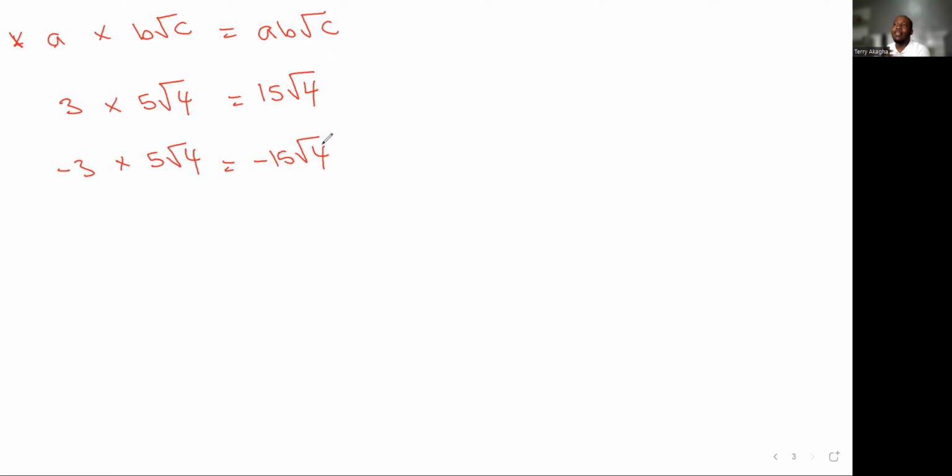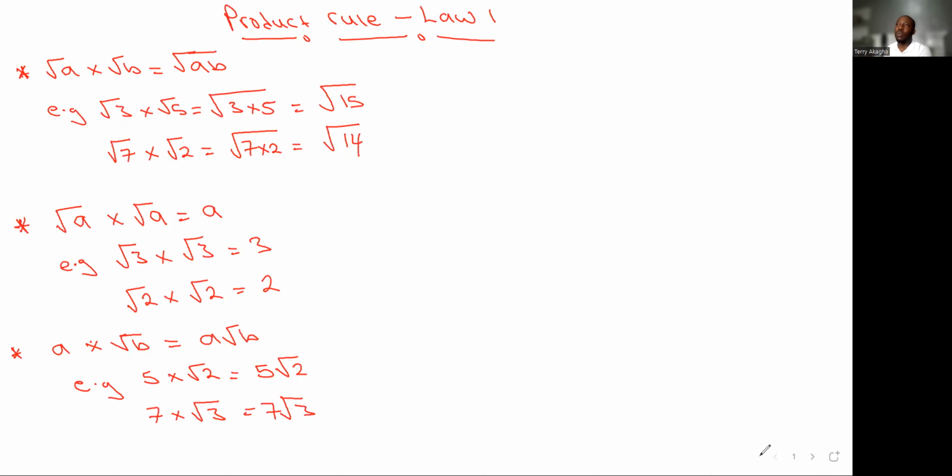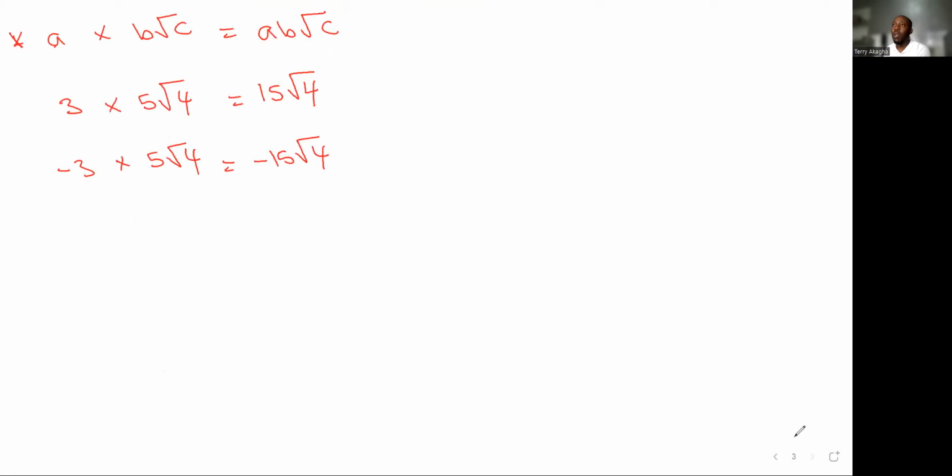Okay? And these are the rules of what? Product rule. So the first one is when you're multiplying, you multiply the ones in the surds. But if they're the same, it's going to give us the first one. And when you're multiplying, it will give you that as well. Okay? And the same thing here as well. All right, so that is that for the product rule.